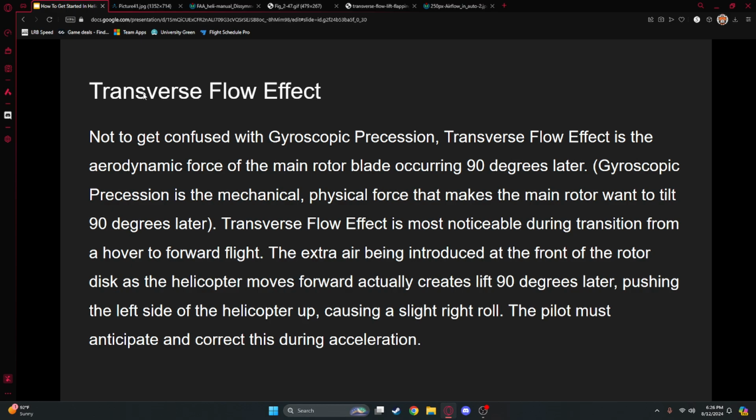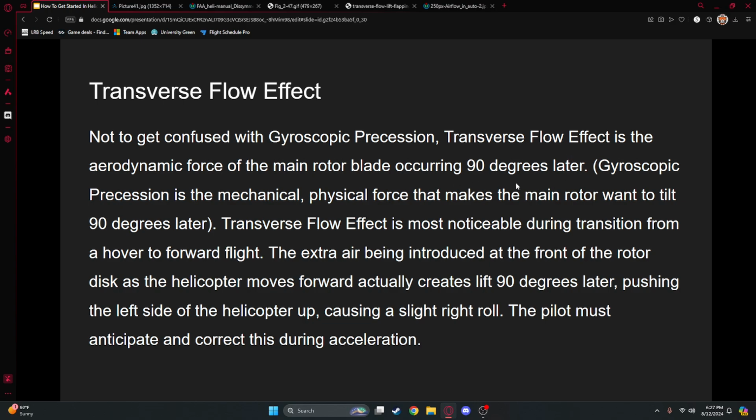Transverse flow effects. So, this one also has a 90-degree rule. Not to get confused with gyroscopic precession, transverse flow effect is the aerodynamic force that's generated by the main rotor blade that occurs 90 degrees later. Gyroscopic precession is the mechanical, physical force that makes the main rotor want to tilt 90 degrees later. So, let's not get that mixed up.